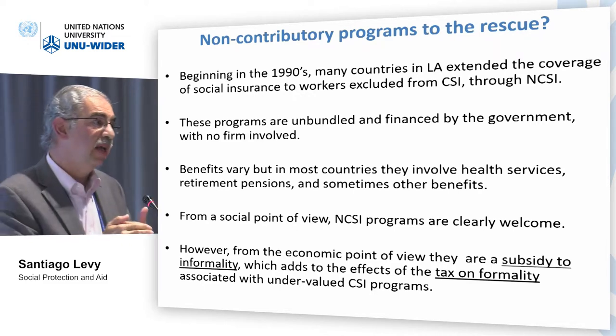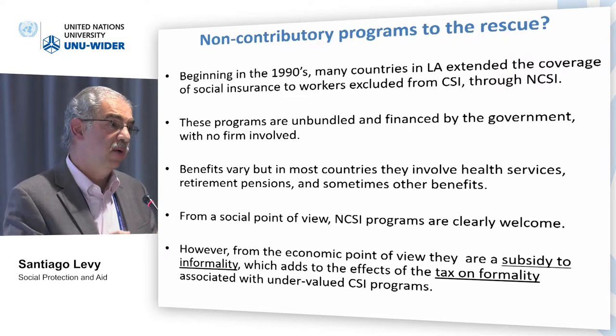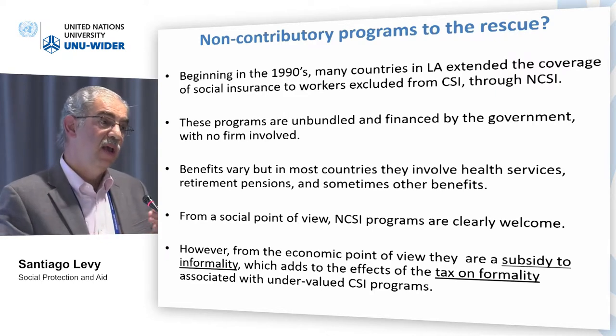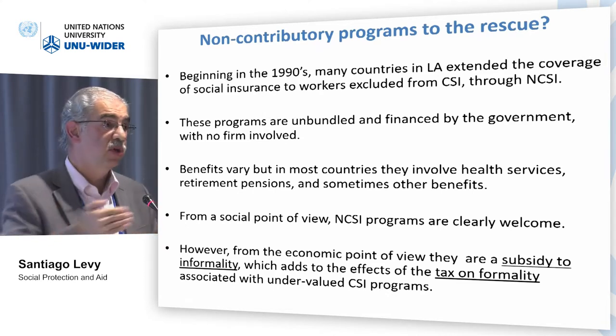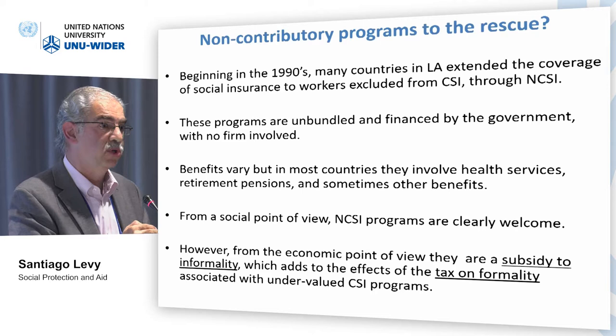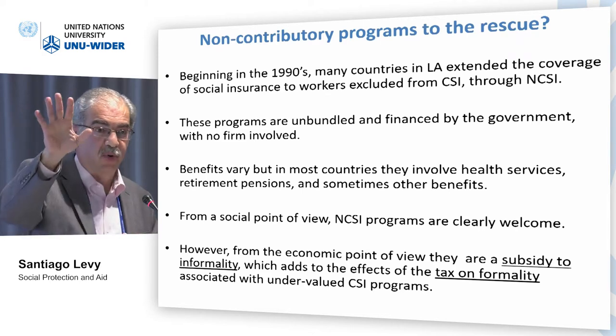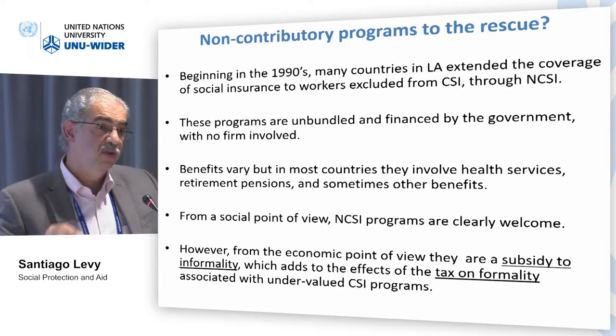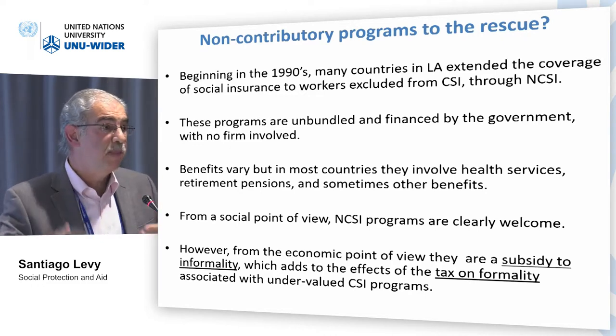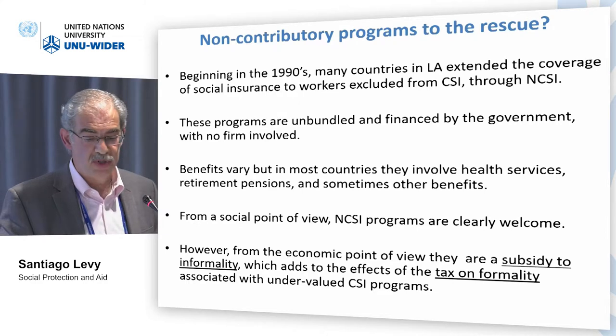So in the early 1990s, little by little in Latin America, lo and behold, different programs to provide social insurance to informal workers began to emerge. Sometimes a health program here, sometimes a pension program there, sometimes a disability program, sometimes a daycare program, but a parallel set of benefits began to emerge.